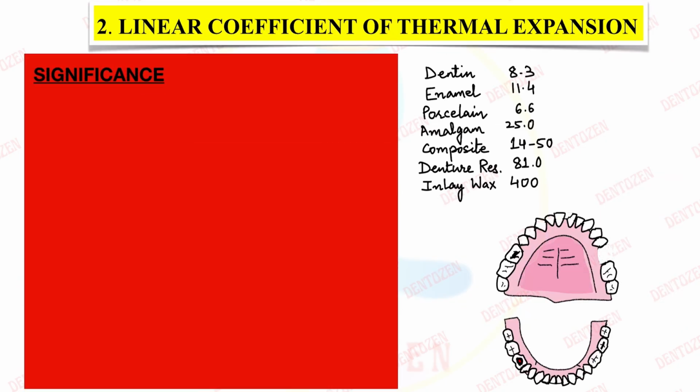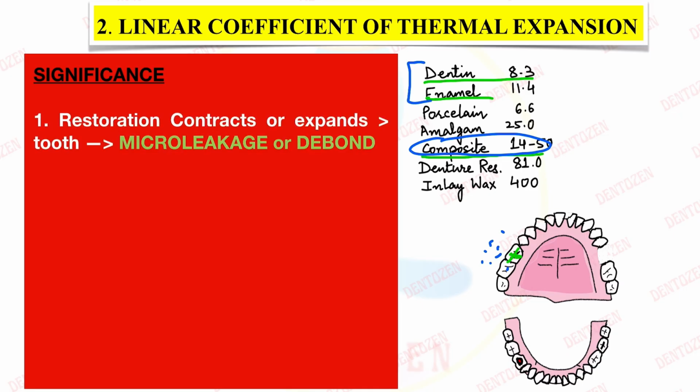Restorations which are placed in the mouth, composite restorations, have a coefficient different from dentin and enamel. So whenever there are thermal changes in the mouth, like hot or cold stuff, these restorations will contract or expand differently from dentin and enamel. If the restoration contracts or expands more than the tooth, what will happen? A gap will come. For example, if this is the restoration and this is the tooth structure, because of more contraction of the restoration as compared to the tooth structure, a gap will arise between the two, and that will lead to marginal microleakage or even debonding of the restoration.